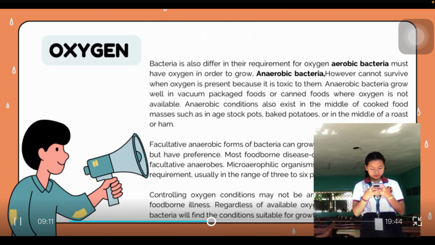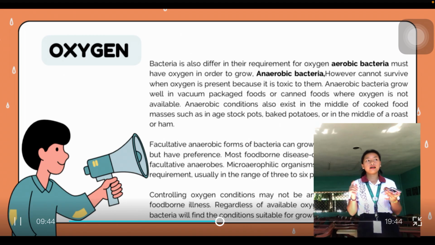The oxygen. Bacteria also differ in their requirements for oxygen. Aerobic bacteria mostly need oxygen in order to grow. Anaerobic bacteria, however, cannot survive when oxygen is present because it is toxic to them. So anaerobic bacteria grow well in vacuum or packaged foods, like canned goods, where oxygen is not present.